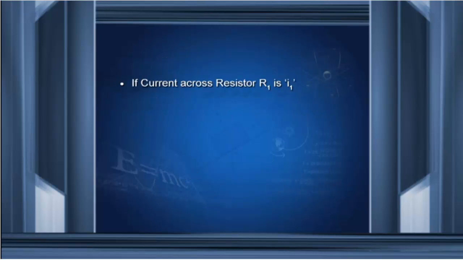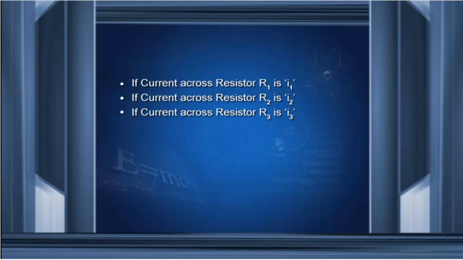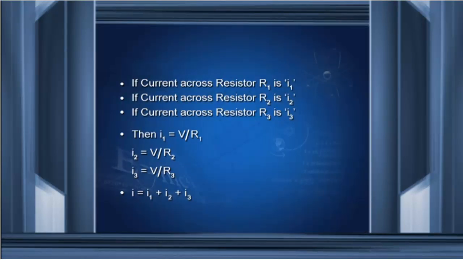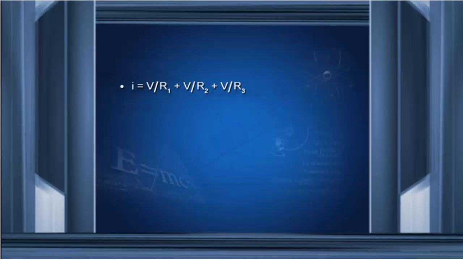If current through resistor R1 is I1, through R2 is I2 and through R3 is I3, then according to Ohm's law, I1 equals V upon R1, I2 equals V upon R2 and I3 will be V upon R3. According to the law of conservation of charges, we get I equals I1 plus I2 plus I3. Substituting the values of I1, I2, I3, we get I equals V upon R1 plus V upon R2 plus V upon R3. As V is common, we get I equals V into 1 upon R1 plus 1 upon R2 plus 1 upon R3.